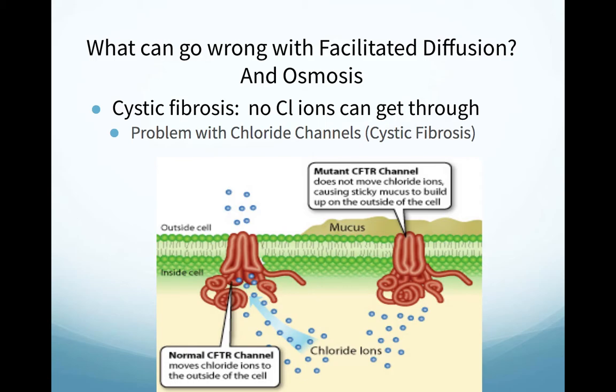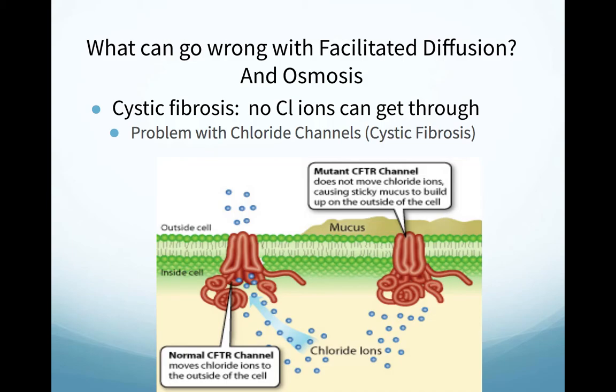And a few things that could go wrong with those is specifically an example known as cystic fibrosis. So cystic fibrosis is when mucus builds up in your respiratory tract, and you have a hard time breathing, and it gets into your lungs. And the reason for that is in cystic fibrosis, you have a gene mutation that messes with your chloride ion channels. So chloride ions can't get through. And when chloride ions can't get through, then water doesn't move.